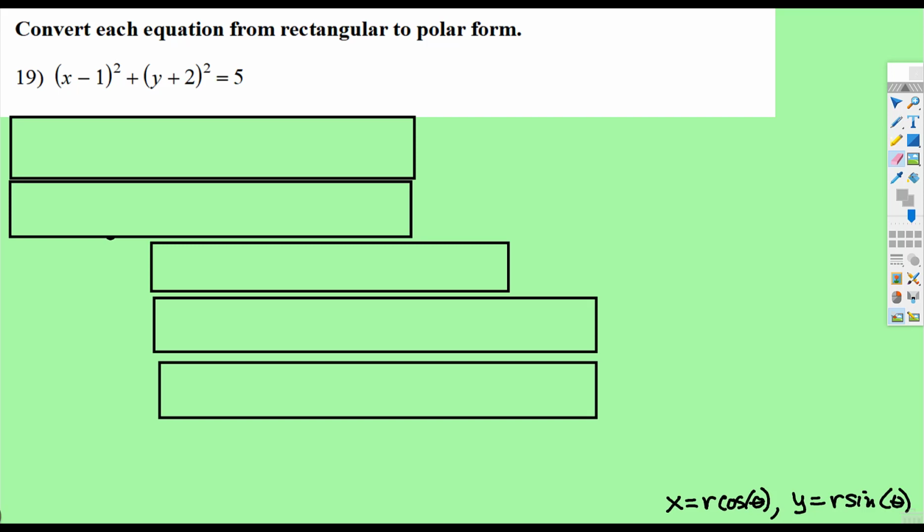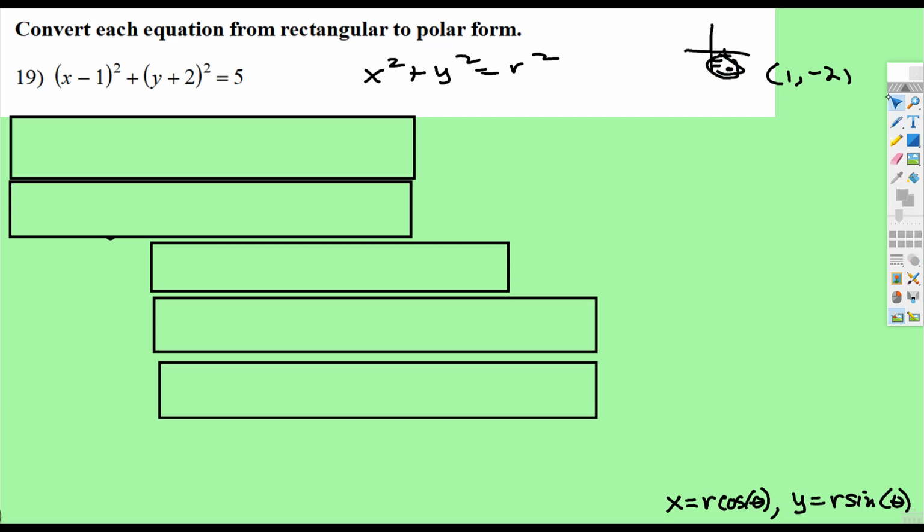Okay, we're still converting rectangular and polar equations to the different form. This time, if you'll notice, we've got a circle. We've got a version of x squared plus y squared is equal to r squared. It just has been shifted. So the center of the circle would be at (1, -2), and then the radius would be the square root of 5. So not a very big radius.